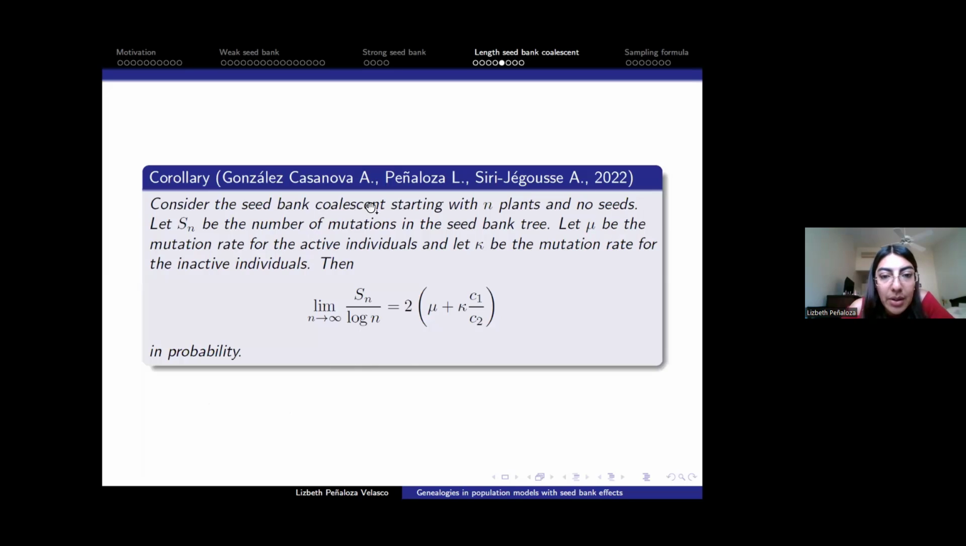So if we consider the seedbank coalescent starting with n plants and no seeds, Sn is the number of mutations in the seedbank tree, and mu is the mutation rate of the active individuals, and kappa corresponds to the mutation rate for the inactive individuals. So we have that the number of mutations over log n converges in probability to 2 times mu plus 2 times kappa C1 over C2. If you remember, C1 is the rate at which one plant becomes a seed, and C2 is the rate at which one seed becomes a plant.